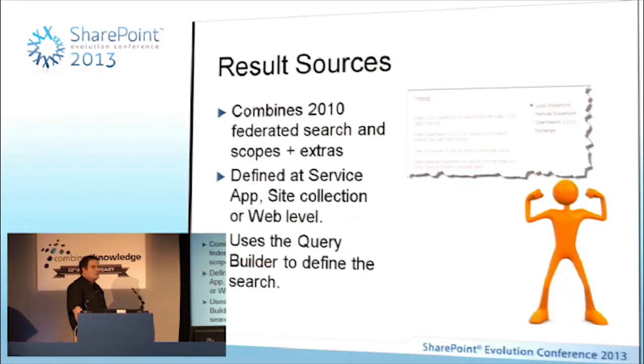So result sources, really this now, it takes what was available to you in the federated locations, what was available to you in scopes, it adds them together, and there's some extras. And these can be defined at the service app level, the site collection level, or even the subweb level. And we have the query builder to define the basis of these result sources.